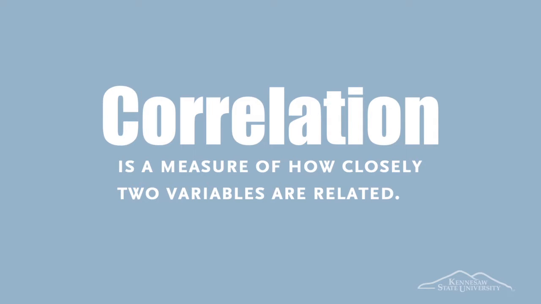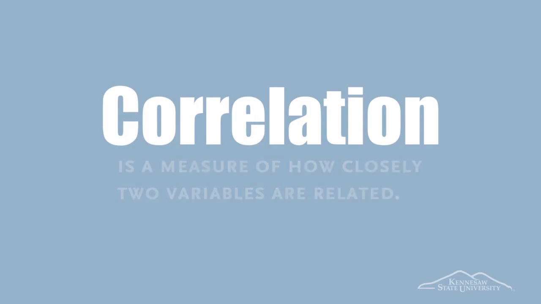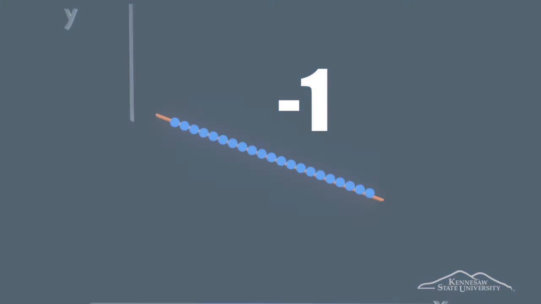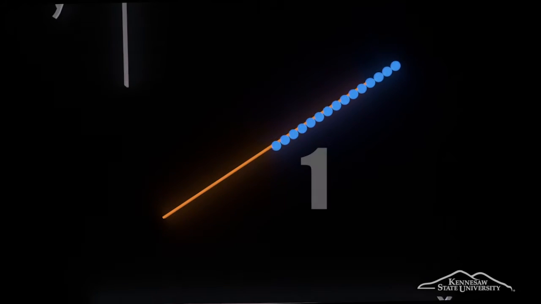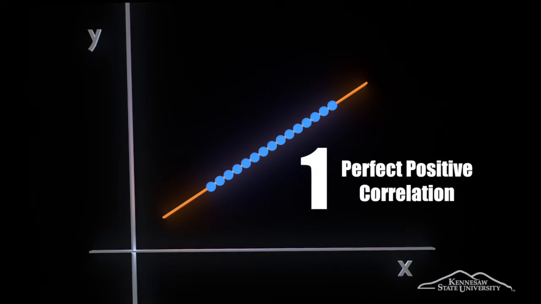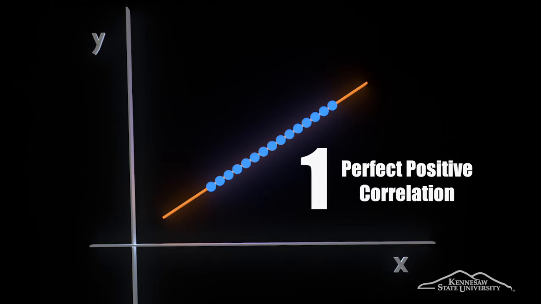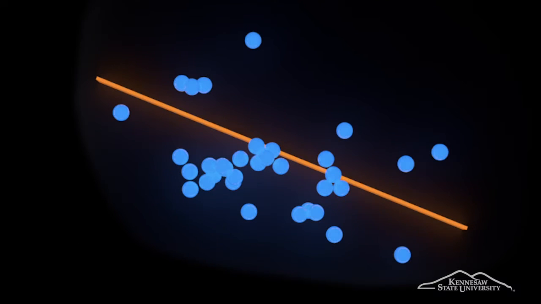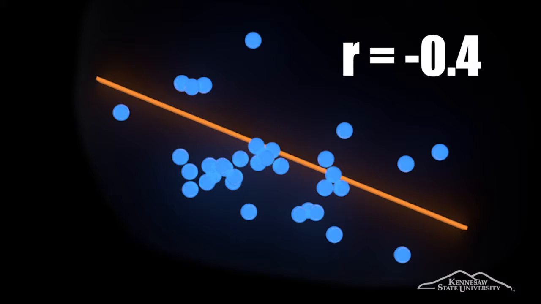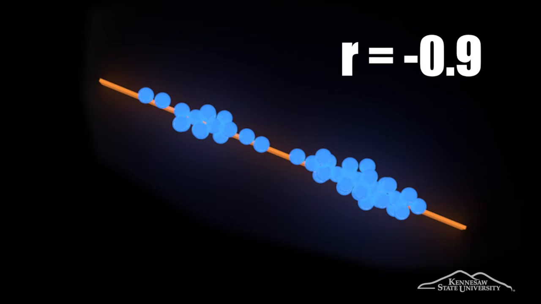Correlation is a measure of how closely the two variables are related. Correlation, typically abbreviated by R, will always be between -1 and +1. -1 represents perfect negative correlation, +1 perfect positive correlation, and 0 would mean no correlation whatsoever. The closer the absolute value of R is to 1, the stronger the correlation is between the two variables.